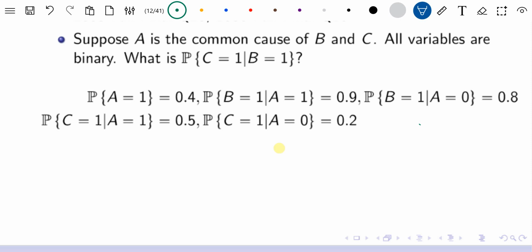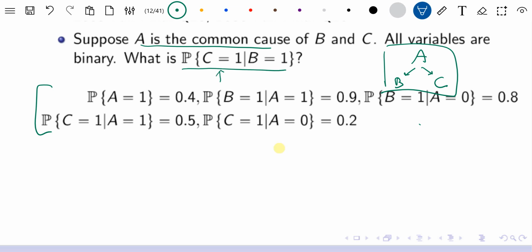Here we are given a Bayes net with A being the common cause, so the network looks like A, B, and C. So this is the network, and we are given the conditional probability table, and we're asked to infer about another conditional probability that's not given in the table. So to start, we write this probability C given B.